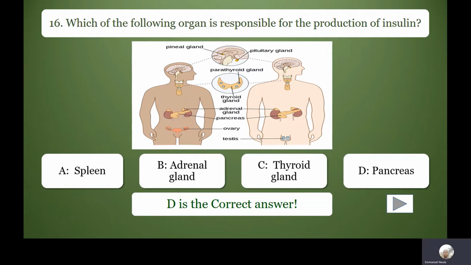The other ones, of course, if you look at the diagram, there are other endocrine glands like the thyroid gland, you see in the neck region, and the adrenal gland on the kidneys. And then the testes and the ovaries are all endocrine glands and they produce different hormones. But the one that produces insulin is the pancreas.